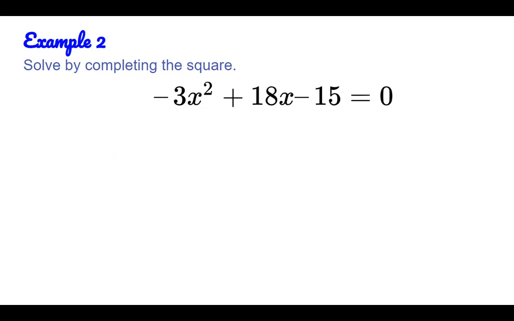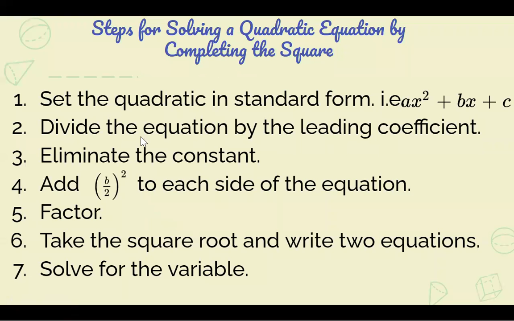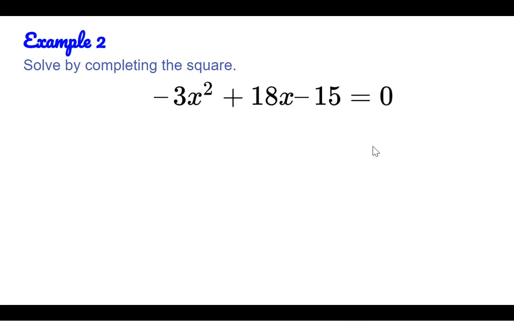Yes, it is. Okay, now my next step is, let's go back to my steps so you guys can remember. Divide the equation by the leading coefficient. Do we have a leading coefficient other than 1 here? Yes, so what are we going to do with that leading coefficient? Divide each term by it. So what is my leading coefficient here? -3. So divide each term by -3. Whatever you do to one side, you do to the other. Even though it's 0, you still have to apply the same procedure.